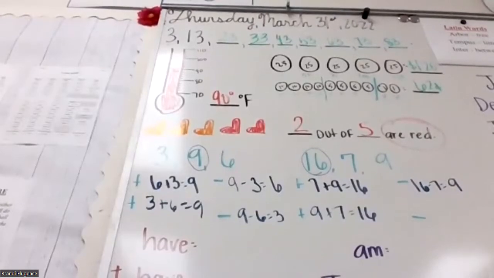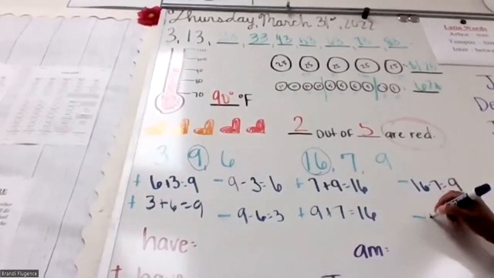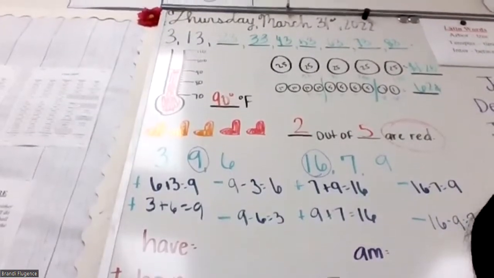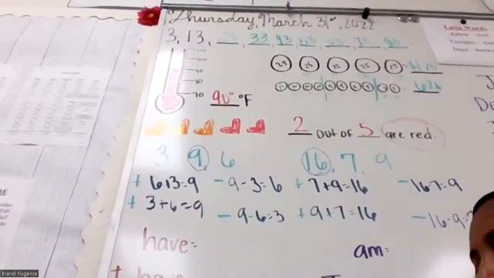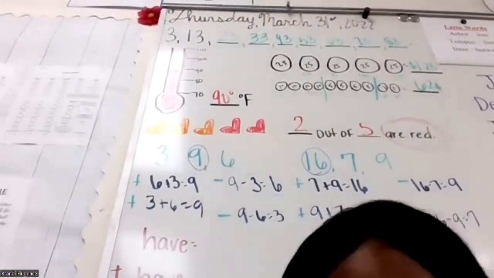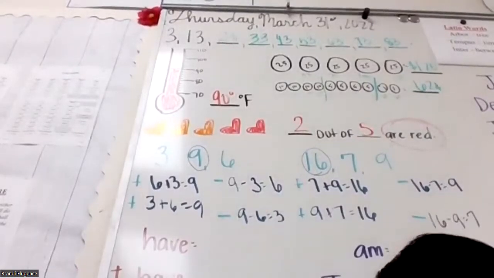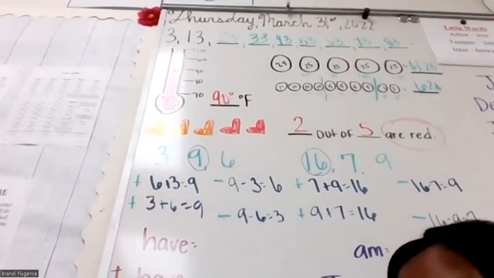What's another one? 16 minus 9 equals 7. Good. Okay, so I just wanted to review that fact family. Tomorrow you'll see some of this on your test, and also tomorrow is our last test in our Saxon math book. We'll have other things that we'll do, but tomorrow will be your last test in that book.